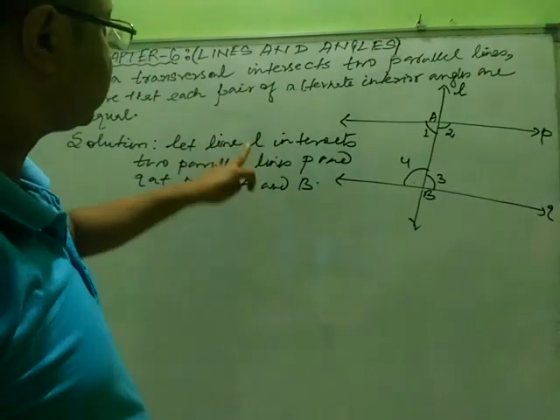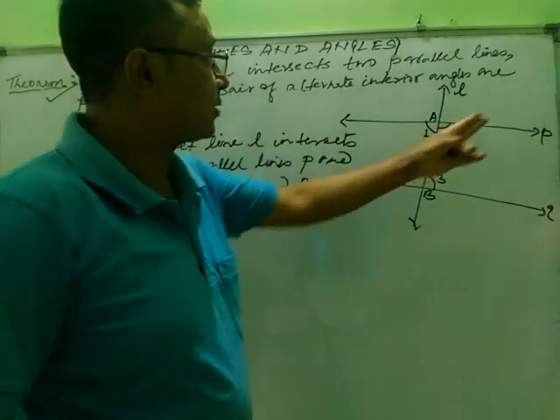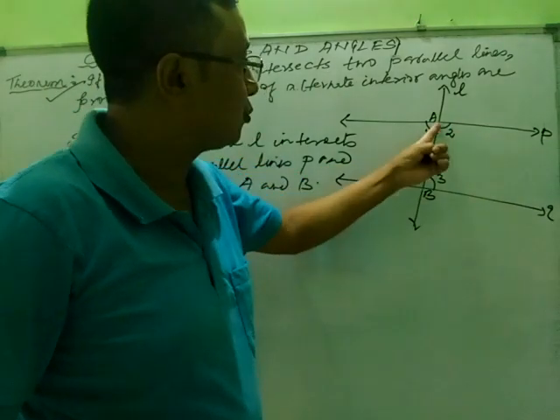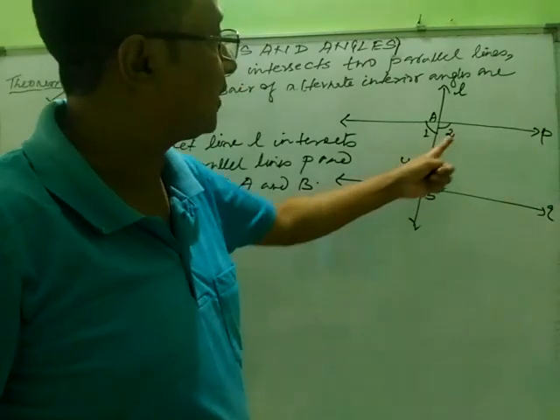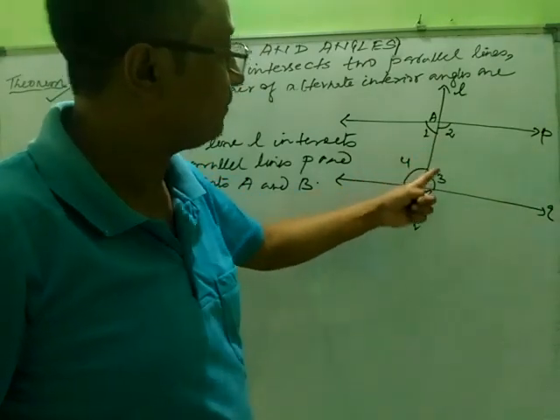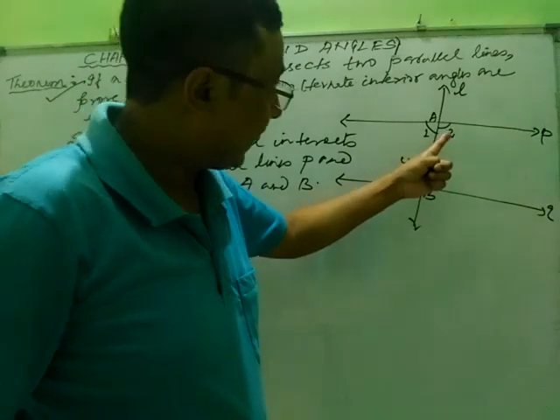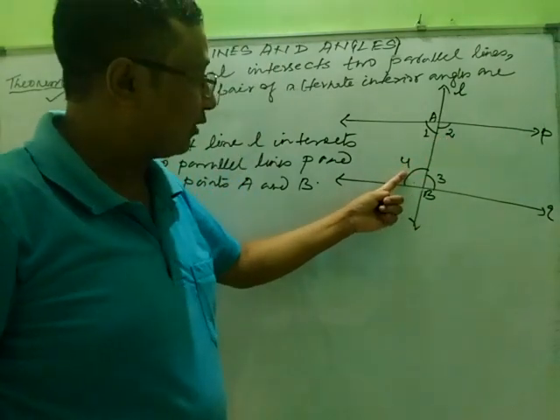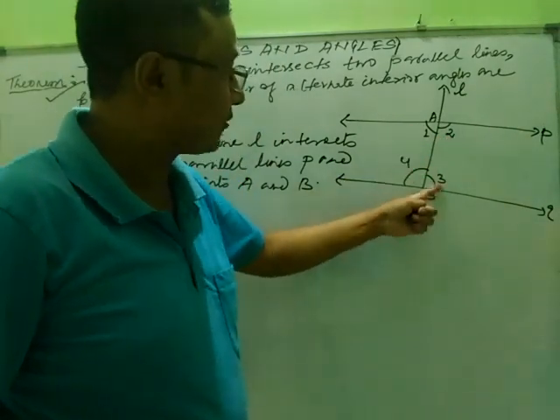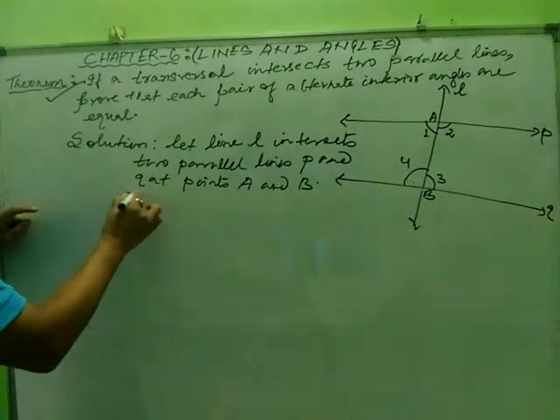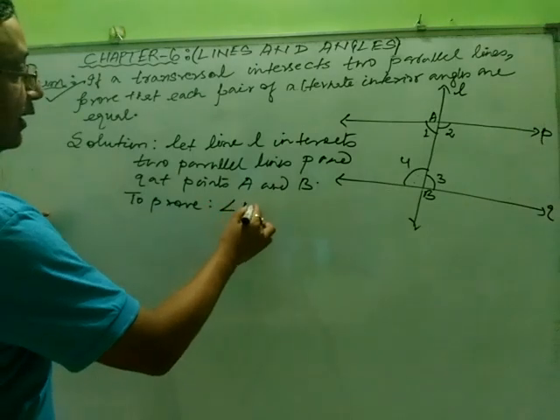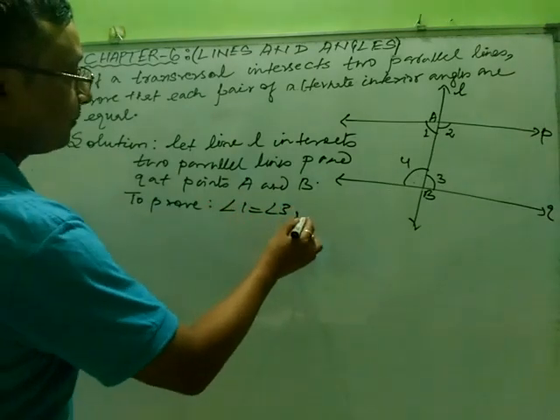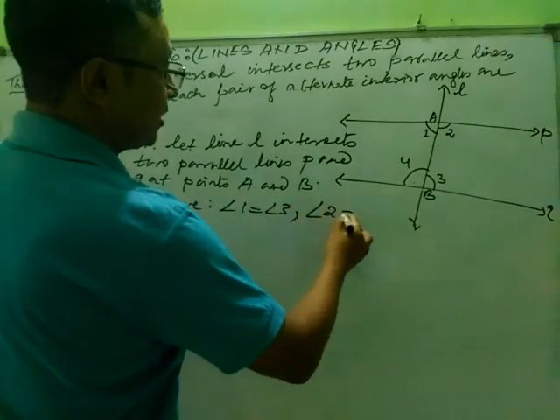Now to prove: if this line L intersects the two parallel lines P and Q at the two distinct points A and B, you have to prove that each pair of the alternate interior angles must be equal. That means angle 2 equals angle 4, angle 1 equals angle 3. So to prove: angle 1 equals angle 3, angle 2 equals angle 4.